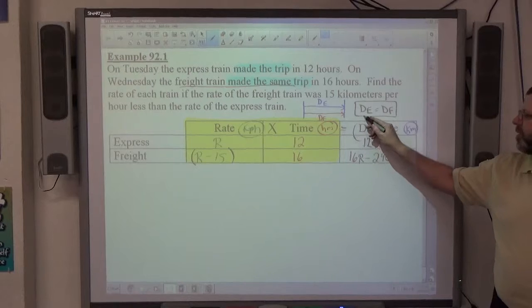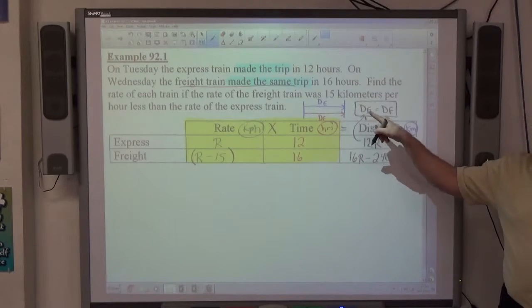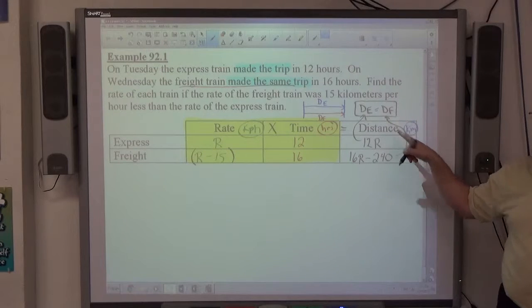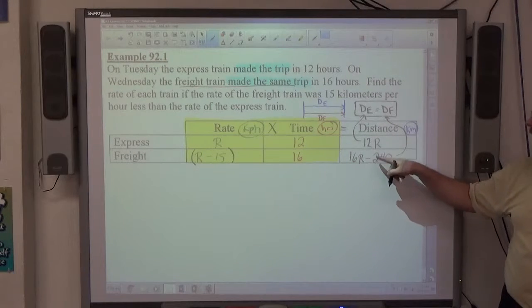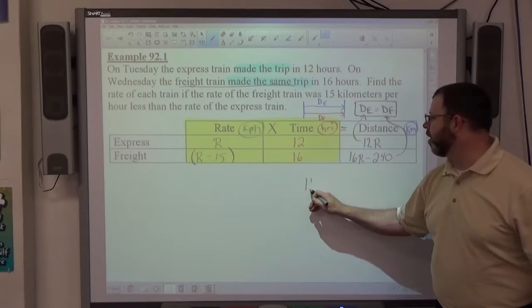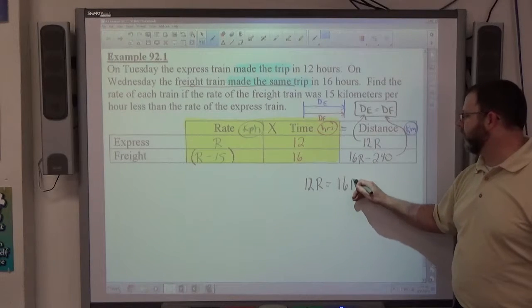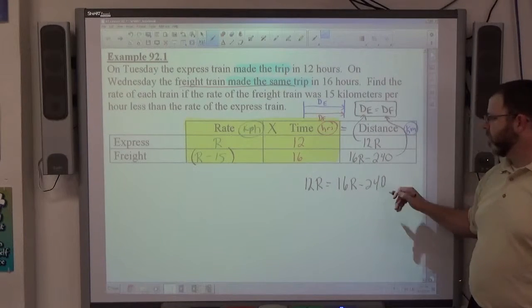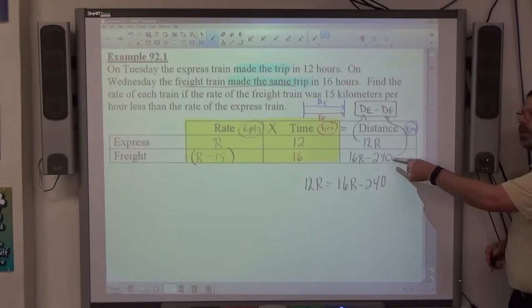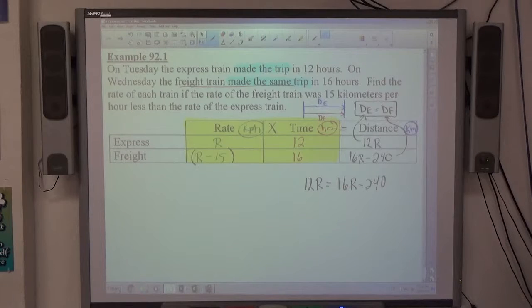These two things that I have written in these distance boxes are the distance of the express train, which is d sub e, and the distance of the freight train, which is d sub f. We've already got this structure for an equation written here. So I'm just going to take these two expressions and set them equal, because that's what it says. The express train distance, 12r, is equal to the freight train distance, which is 16r minus 240. Whatever goes in these two boxes goes into this equation structure we created up here. That gives me an equation with a variable.